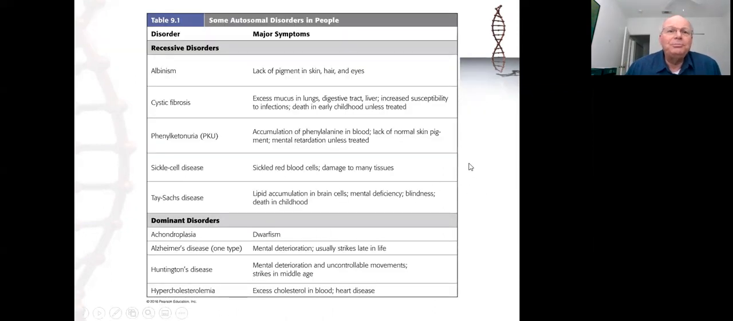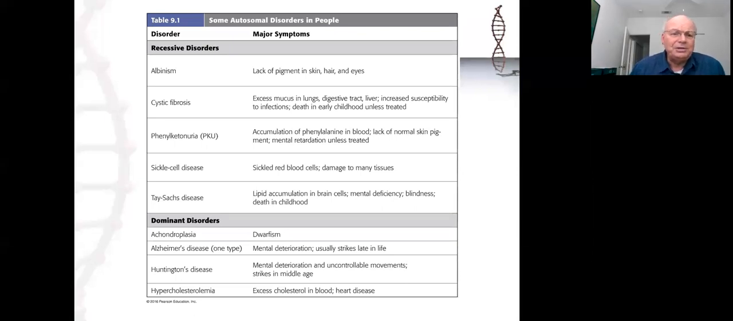So here are some genetic conditions that are known to exist in humans, and the way in which they are inherited. Albinism, cystic fibrosis, phenylketonuria, sickle cell disease, and Tay-Sachs disease are all inherited in a recessive fashion. In other words, you have to be homozygous recessive for these.